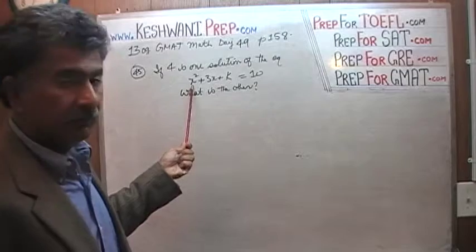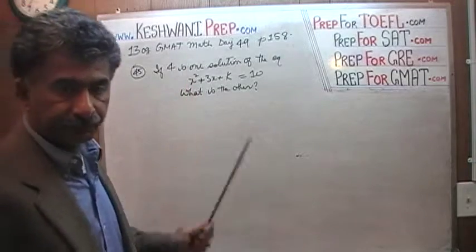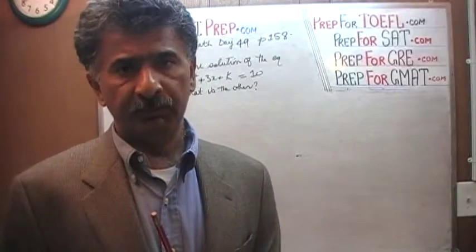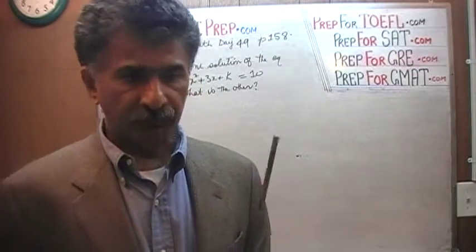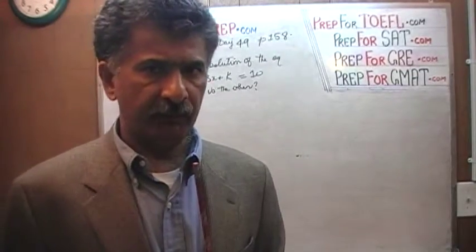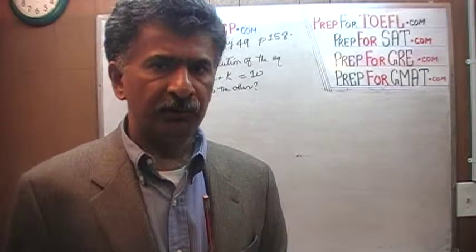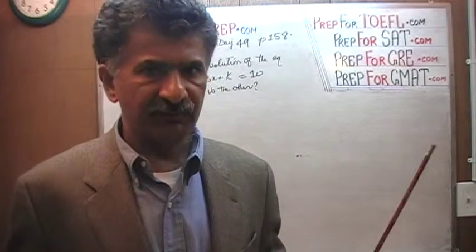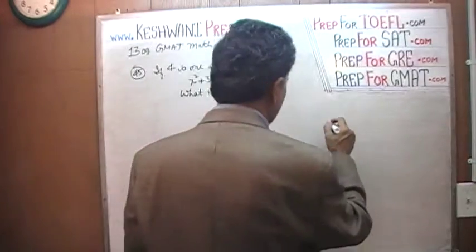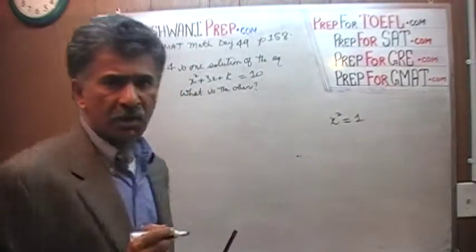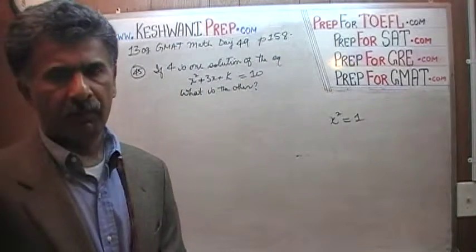It is where the variable is raised to a second power. Because it's a quadratic equation, it will have two solutions typically. Let me give you a very simple example of a quadratic equation where there will be two solutions. In other words, there will be two different values of the variable that will satisfy the equation. For example, x squared equals 1.